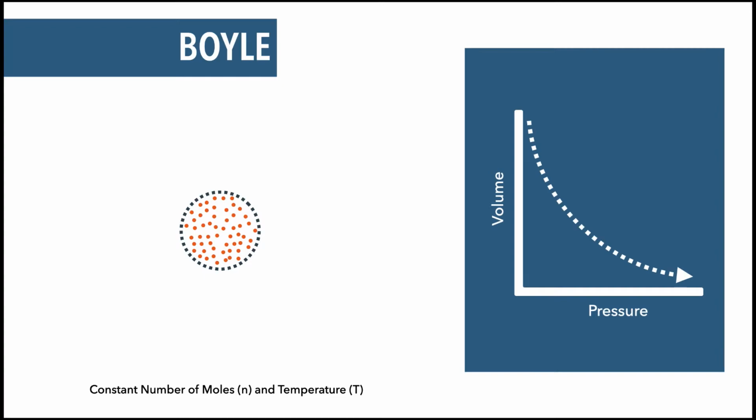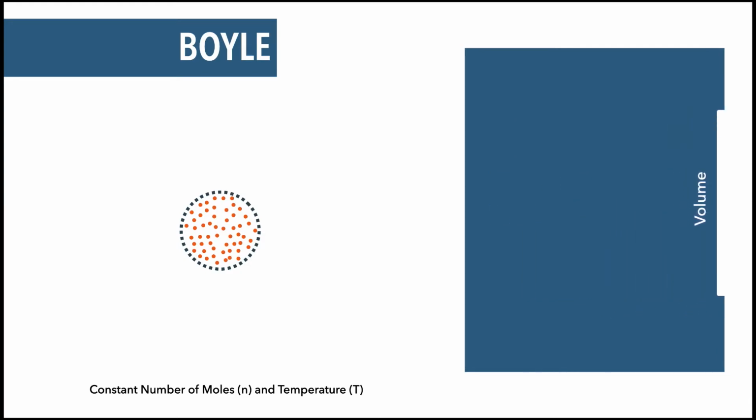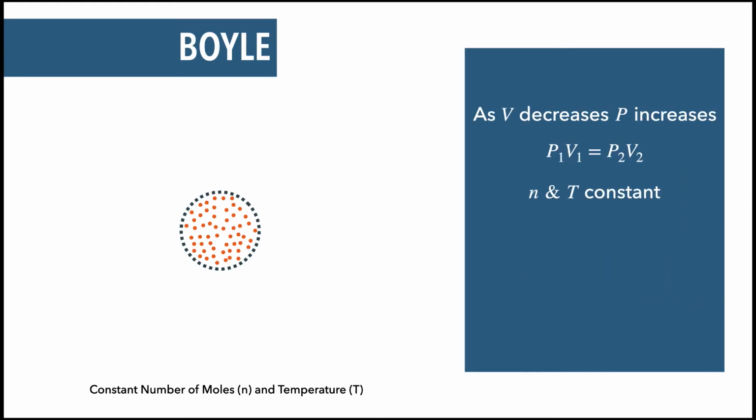This is what we call an indirect relationship, where one variable increases and the other decreases. This is mathematically expressed as two variables multiplied together. Remember that we are keeping the number of moles and temperature constant. Again, why multiplication? Let's look at another example, where we decide to double the original pressure.